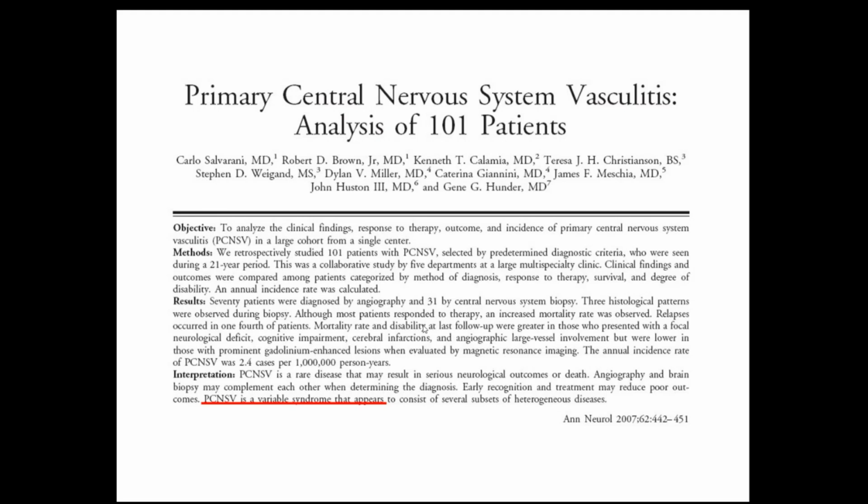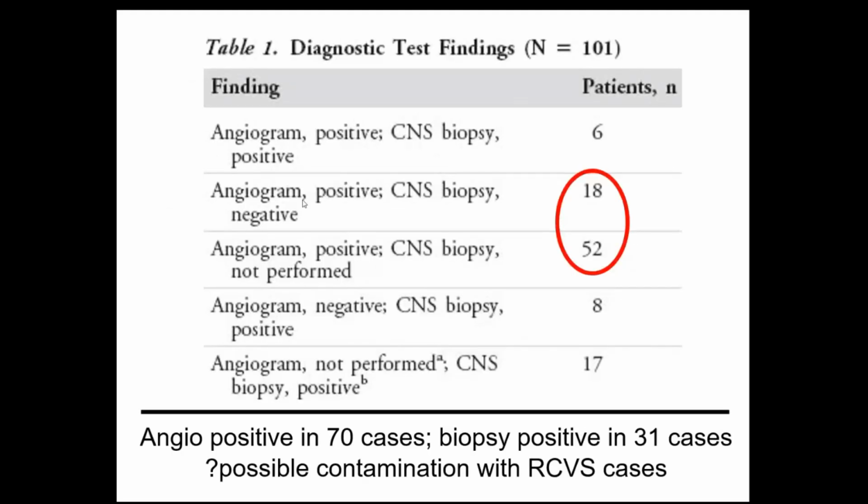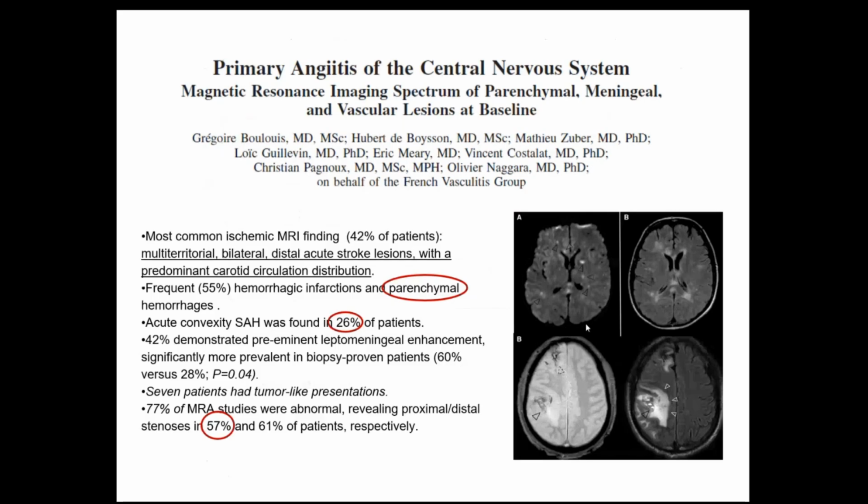So this is one of the Salvarani series that I reviewed, and you can see here the angiogram constituted the diagnosis of PSCNS, even if the biopsy was negative in 18 patients out of 101. And in others, the biopsy was not performed, but they still made the diagnosis. So 70 out of these 101 cases from the Mayo Clinic, I don't know if they truly had vasculitis, okay? It's possible that there was some contamination with RCVS over here.